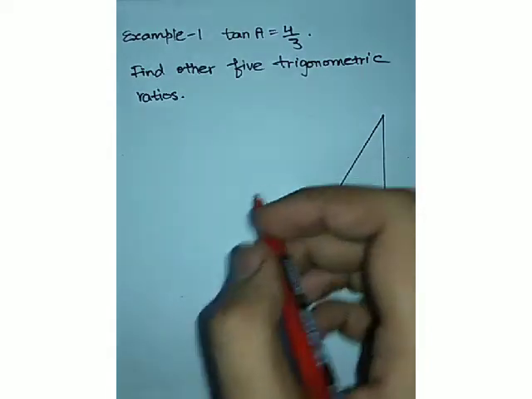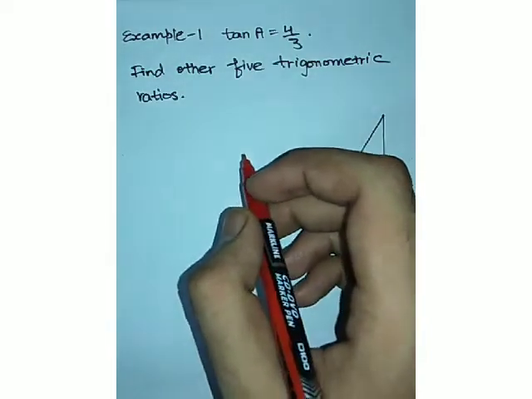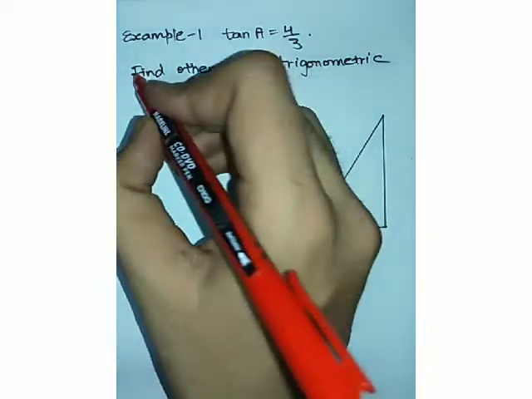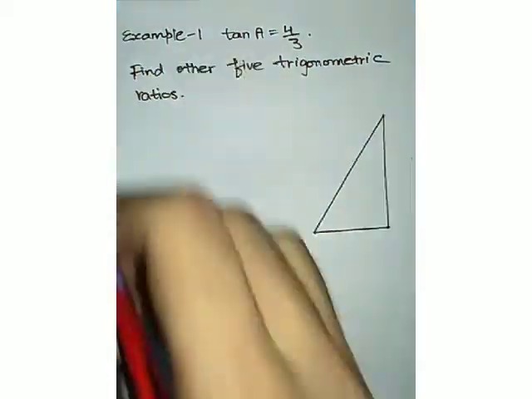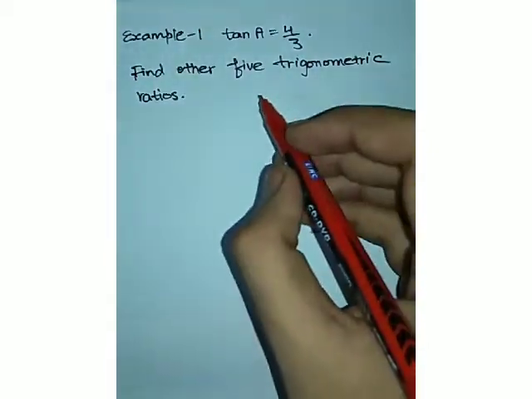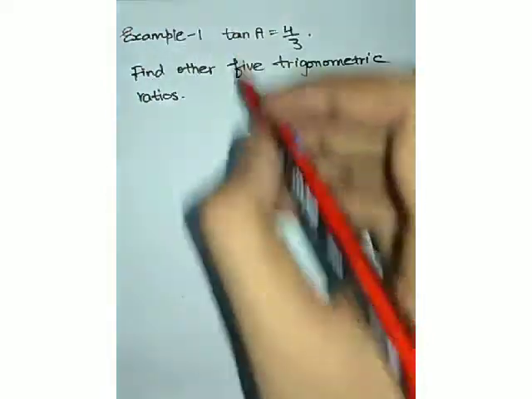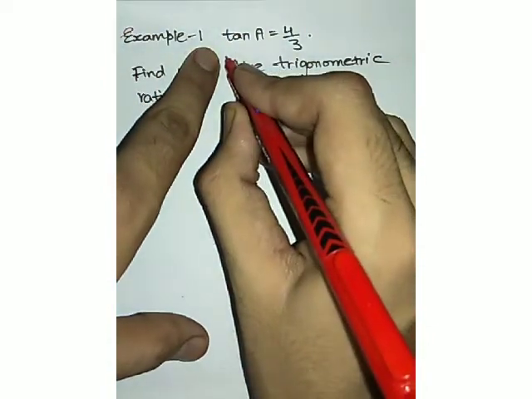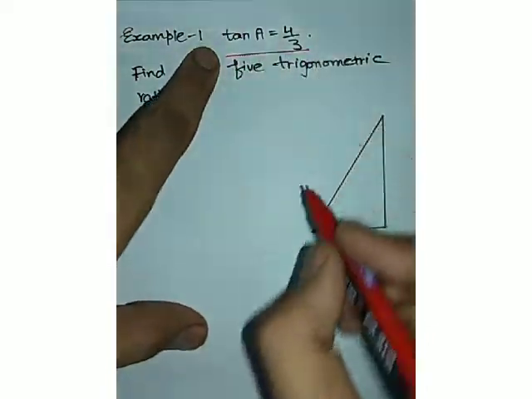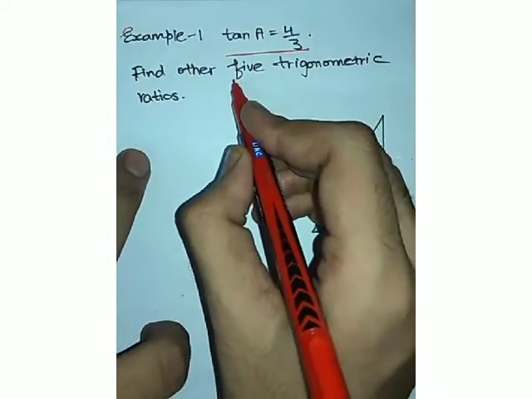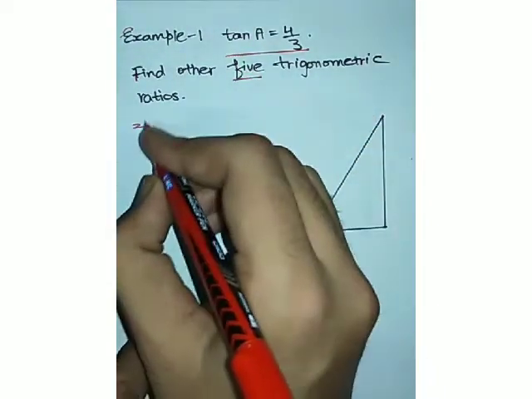this is our very first example of the first exercise of Introduction to Trigonometry. It's actually in direct relation with all of the concepts that we have just discussed, so that's why I'm discussing this example in this video. Here it's given that tan A is equal to 4 upon 3. We have to find the value of all the other 5 trigonometric ratios.